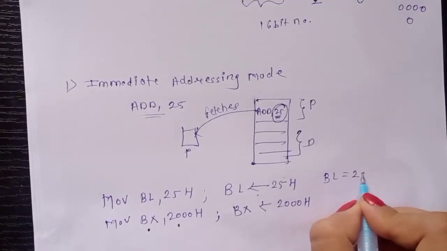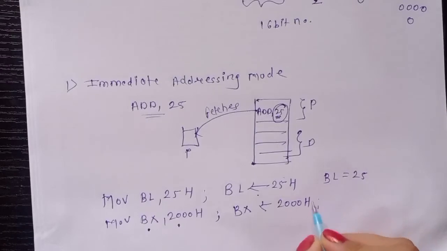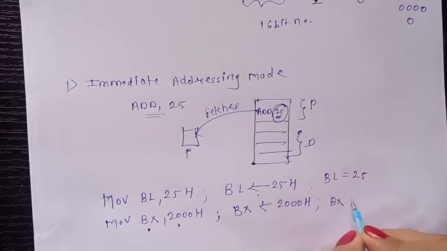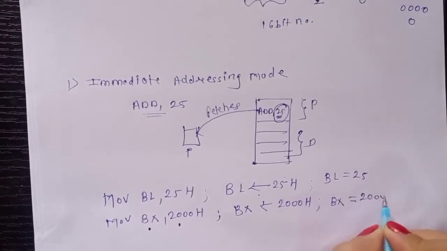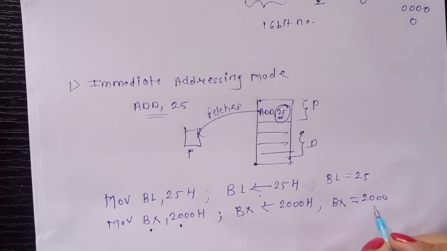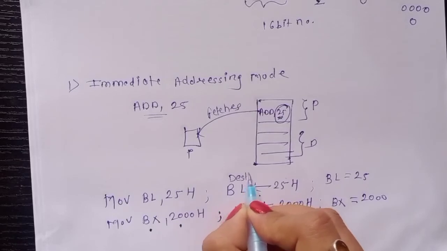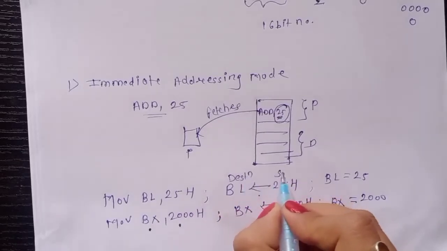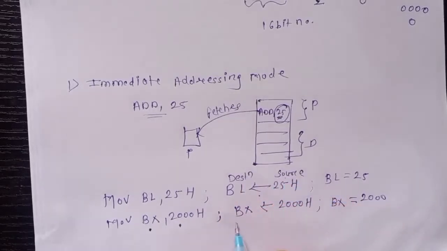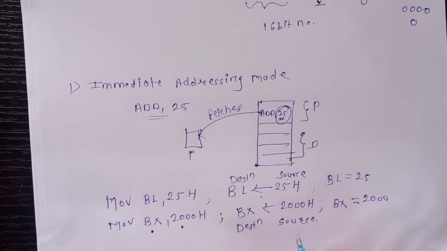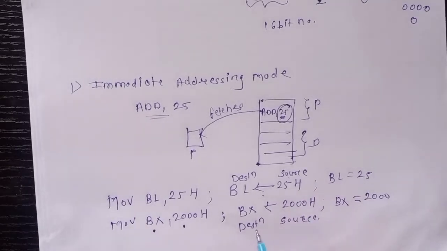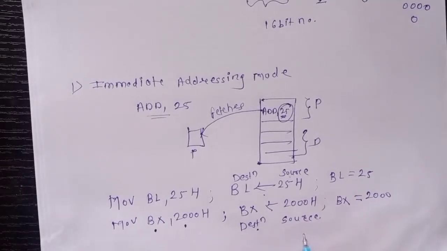BL will get value 25 and here BX will get value 2000. Why? Because here BL is our destination and 25 is our source. Here again BX is destination and 2000 is a source. So in every language, first we write destination, then we write the source.